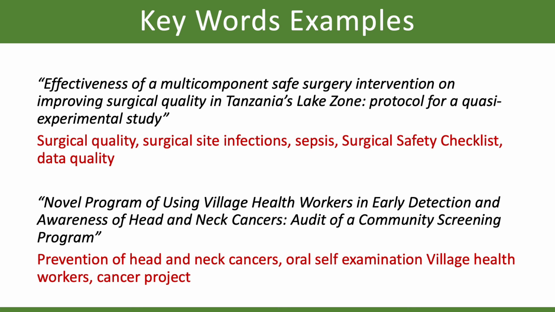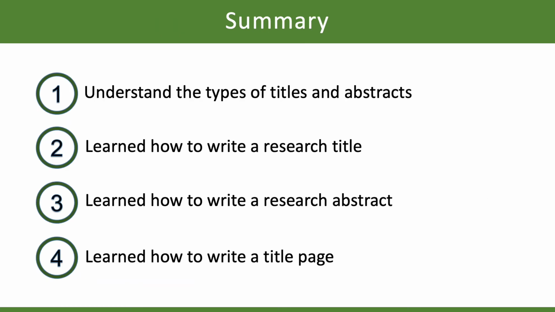In summary, in today's lecture, we've spoken about the four different types of titles. We've talked about two different types of abstract, one that you submit to conferences and one that you write at the start of the manuscript. We've talked about how to write a research title, how to write a research abstract, as well as a title page.